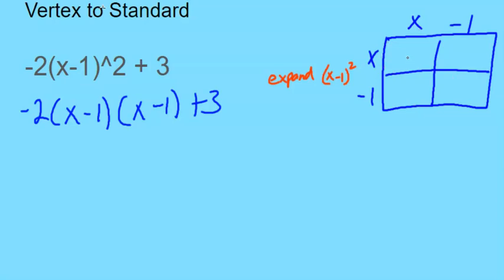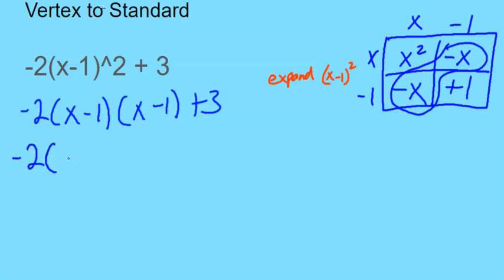X times x is x squared. X times negative 1 is negative 1x. X times negative 1 is negative 1x. And then negative 1 times negative 1 is a positive 1. Combine these two terms to get negative 2x. So we're going to rewrite it: negative 2 times (x squared minus 2x plus 1) plus 3.